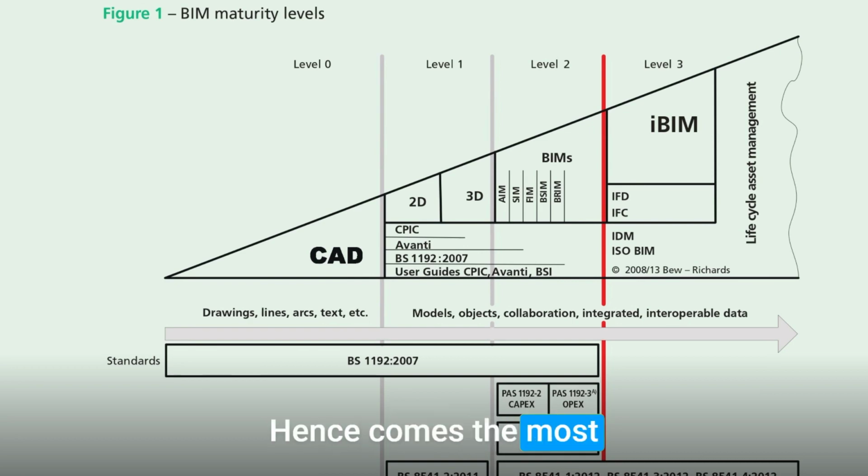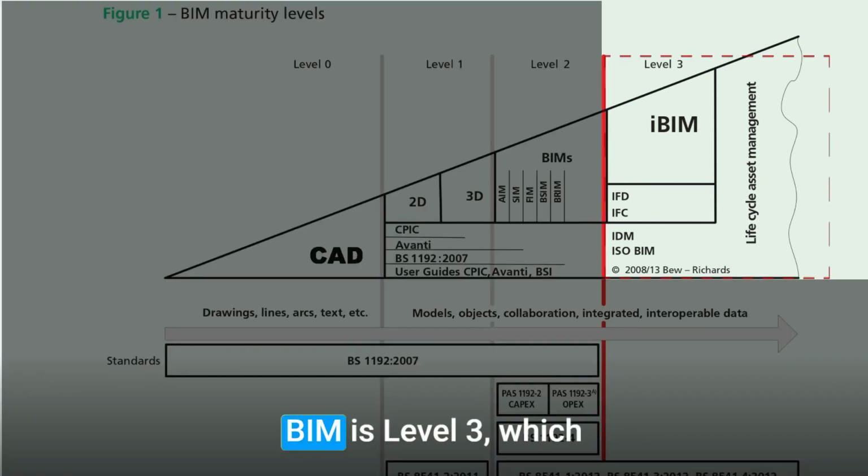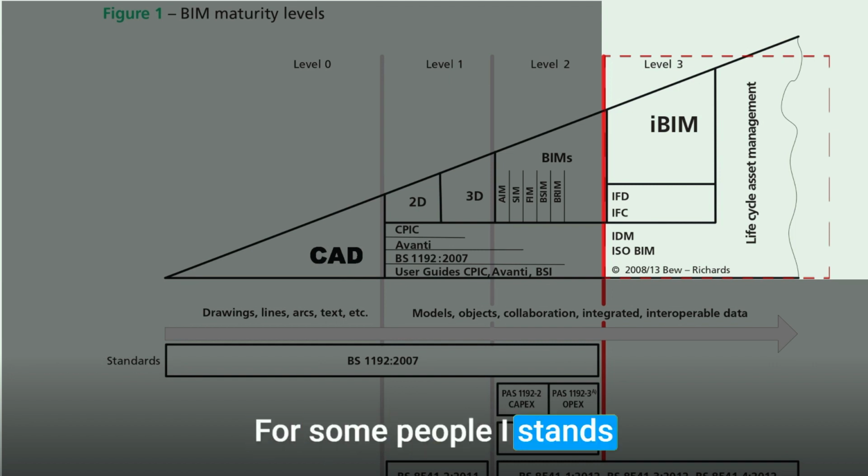Hence comes the most advanced option in the BIM, level 3, which is also known as I-BIM. I stands for the interoperated data. For some people, I stands for intelligence also. No matter. In I-BIM, a central BIM model is created which combines input from every project participant.